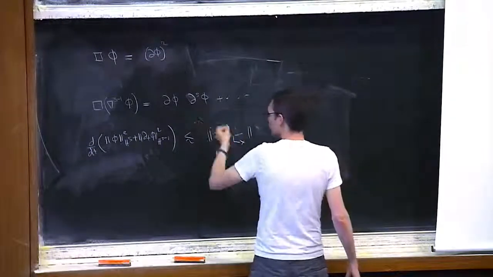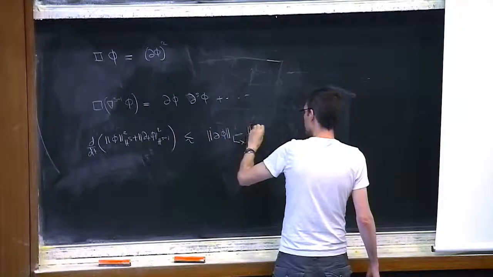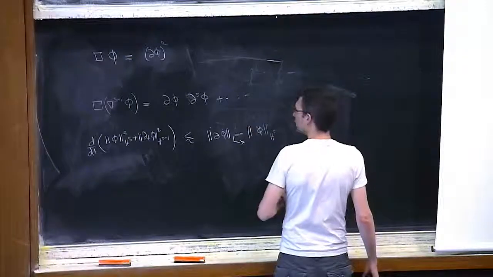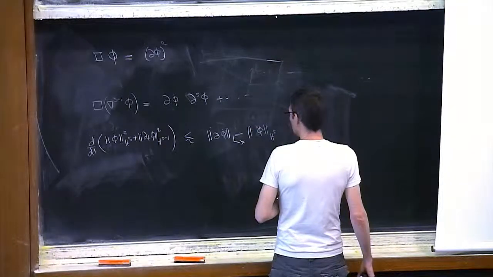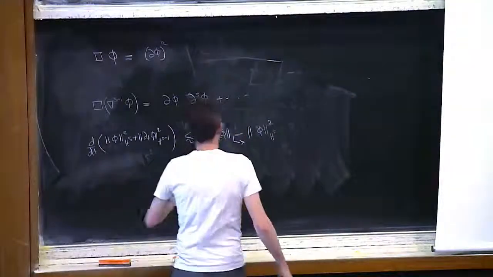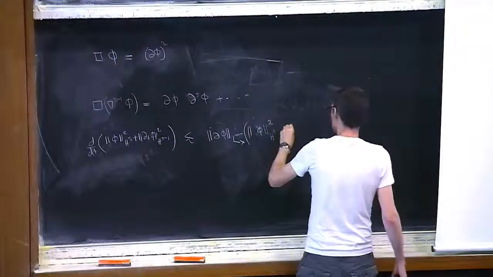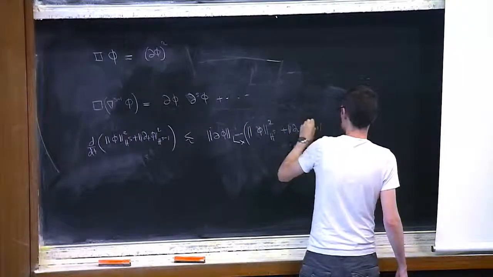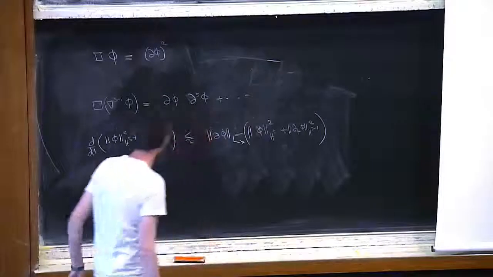So sorry, imagine I do this for all derivatives, so I get the whole H^s norm here. And then H^s squared, sorry. And then I have also dt phi, sorry, plus dt phi in H^(s-1) squared. Okay, so this is what you should expect.